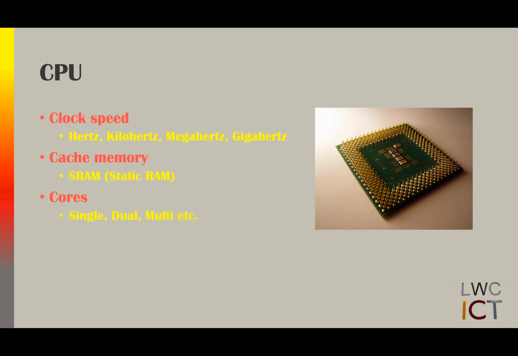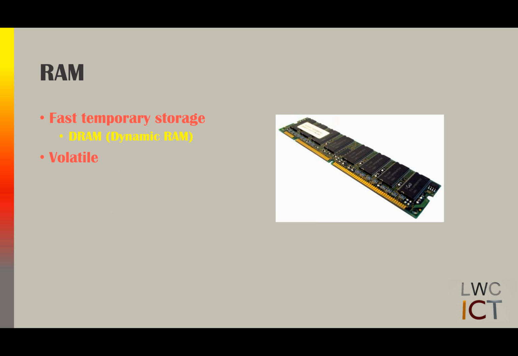Further to that, we've also got cores, single, dual and multi-core. Now these are multiple processors on one chip. There's another video about single, dual and multi-core, so I won't go too much into that. But each of the cores has its own cache memory and can connect to any of the rest of the components. Next we have RAM.